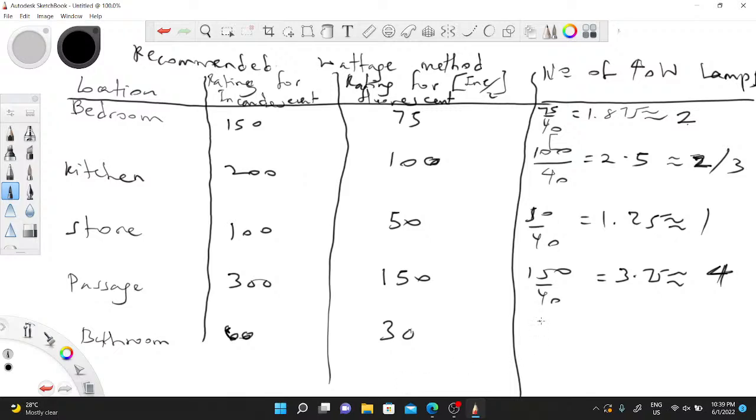Then bathroom, I'll do 30 over 40. That'll give me 0.75, approximately 1. I can't use 0 because I will need a light in the bathroom. Otherwise, I will fall down and hit my head against the sink and I may die. So I'll use 1 lamp in the bathroom. So you can do this, giving reasons why you're using each of the lamps. Give reason, give reason, give reason, to show that you know what you're doing.